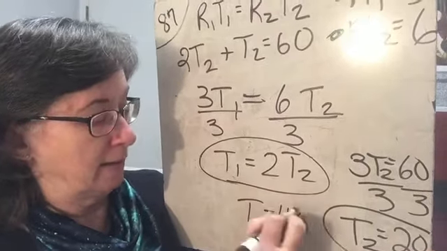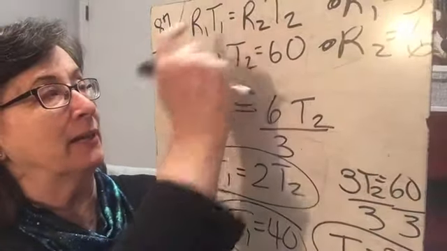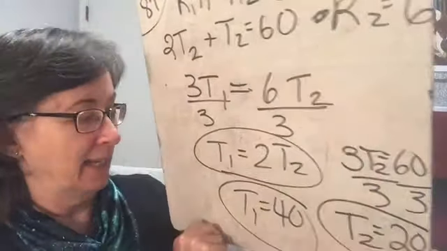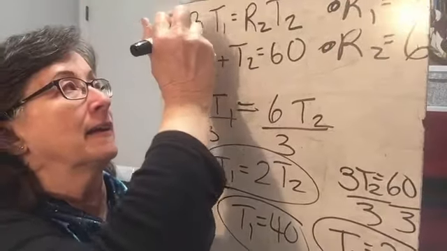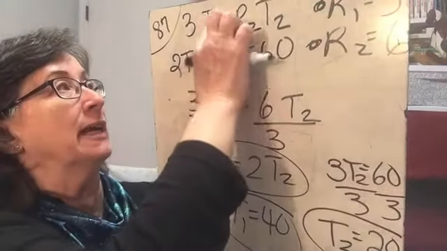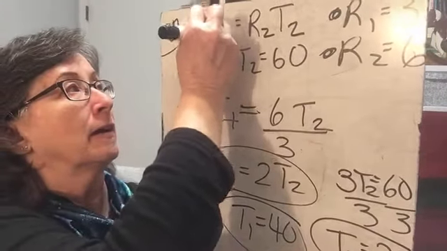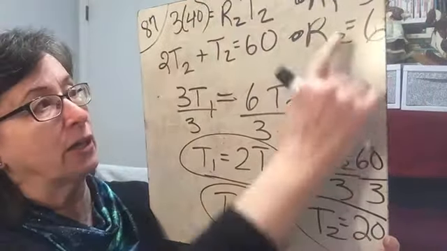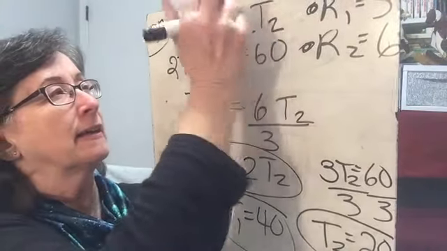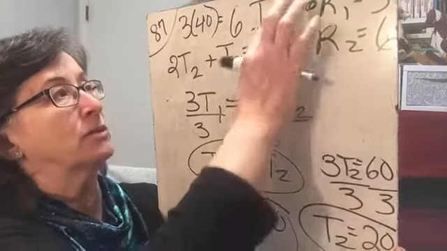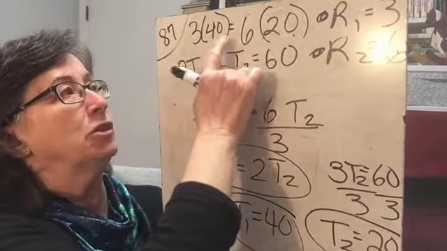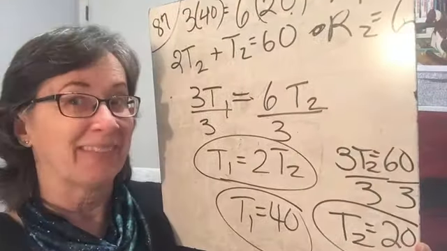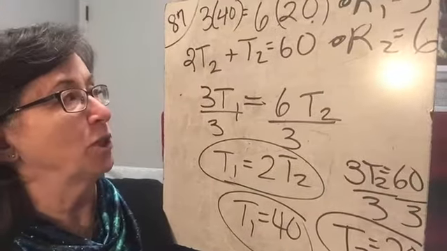All right, so we need to go back to this original one up here. Say, okay, let's check it. If R1 is 3 and T1 is 40, and R2 is 6, and T2 is 20, we get 120 equals 120. That one works. So let's go to the other equation.